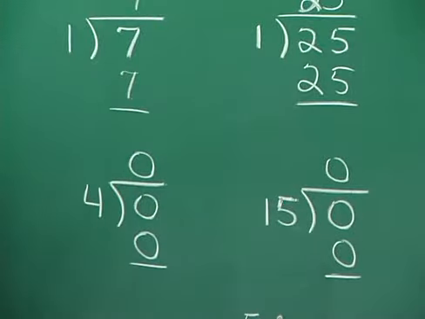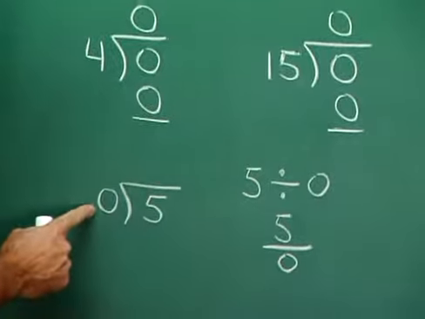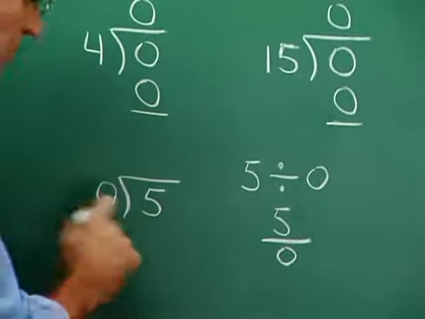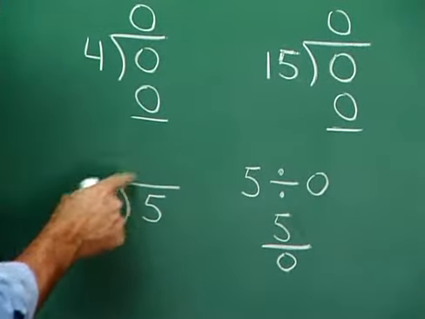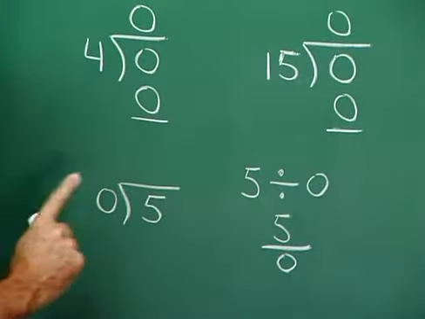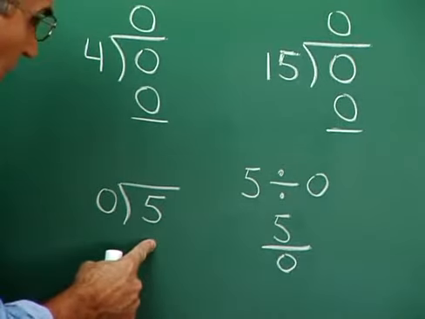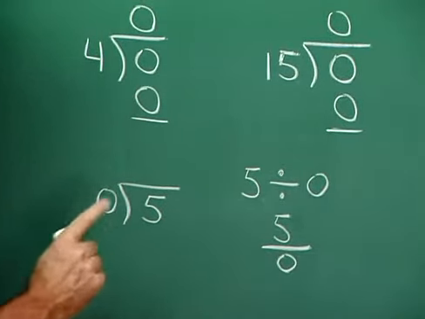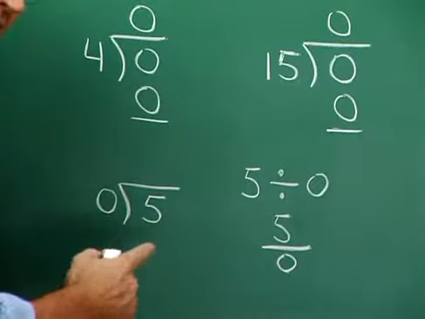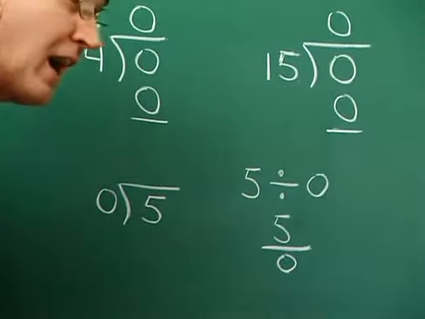Now, let's let 0 play another role. What if 0 is the divisor? That is, what if we have 0 into some number? What times 0 is 5 is the request here. Is there any number that we can choose that we can multiply times 0 to get 5? No! Therefore, this is an impossibility. This is not a defined operation. We can't possibly divide by 0.